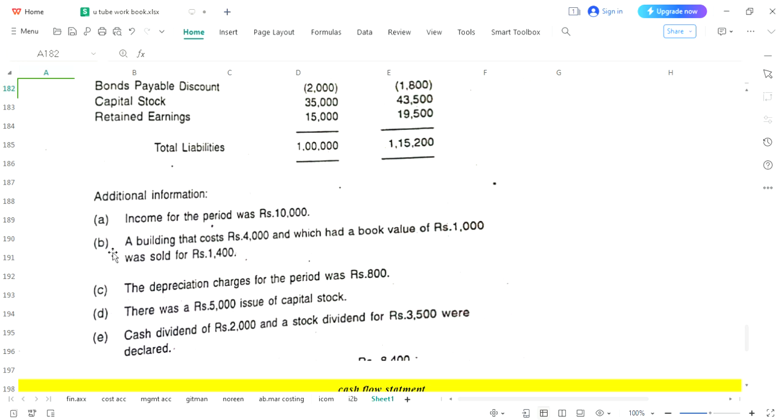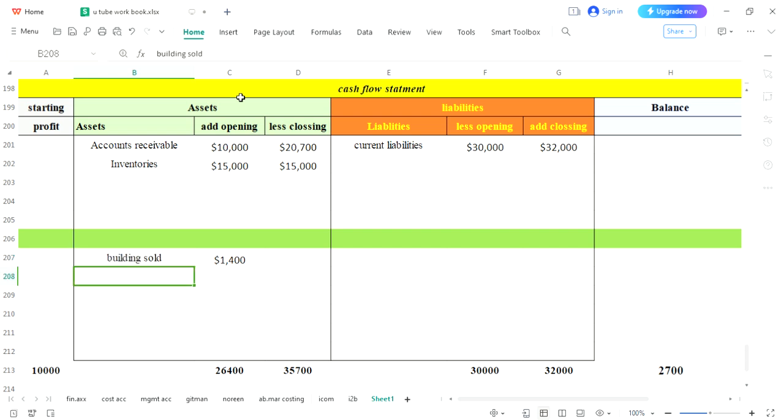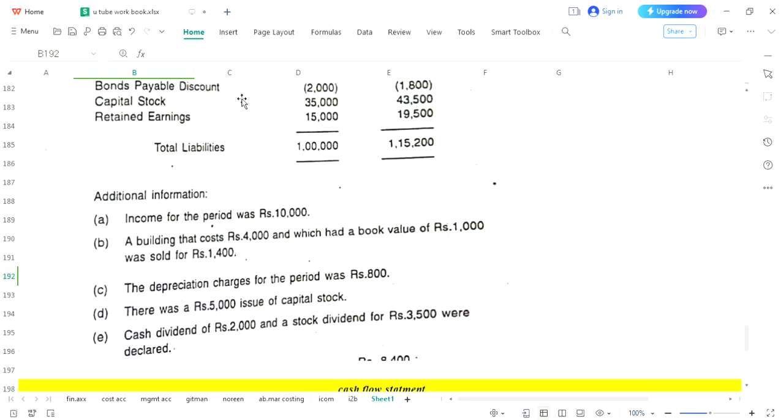After which adjustment number B is saying a building cost 4,000, book value 1,000, sold for 1,400. When you sell this building for 1,400, it means 1,400 is incoming, cash is increasing. You will write 1,400 in the plus sign. Why asset? Because it was a building. Now the next thing to understand is the book value was only 1,000 and you have sold it for 1,400. So it's good news. You have sold this asset at a profit.